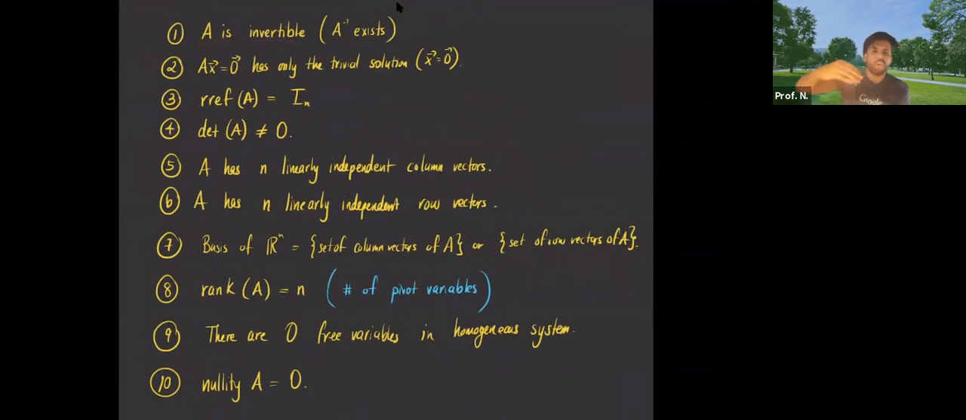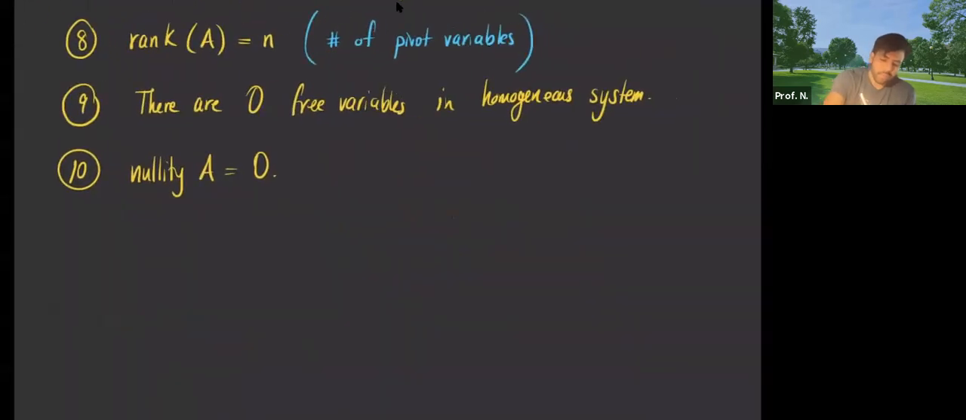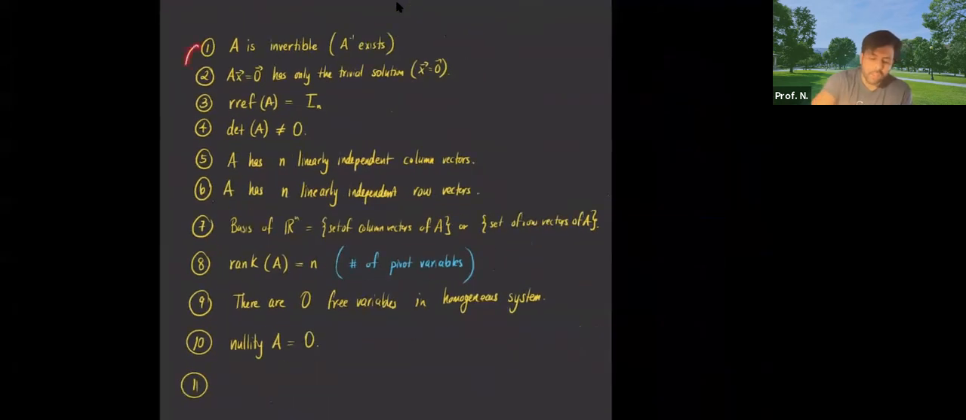Now look, all these statements here are inherently the same. They all mean the same thing. It's a cascading list of true things. If A is invertible, then there's only the trivial solution for the homogeneous system. Then the row reduced echelon form of A is the identity. Then the determinant is non-zero. Then you have linearly independent columns and linearly independent rows. Then that means it constitutes a basis for Rn. That means the rank of A is n, that there are 0 free variables because there are n pivot variables. And so the nullity of A is 0.